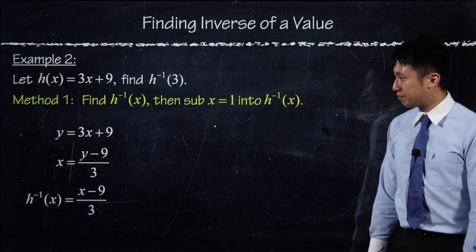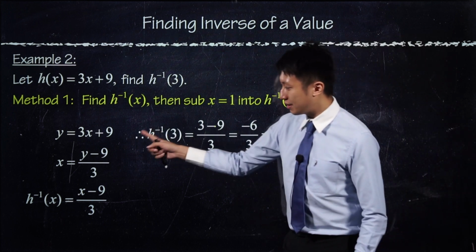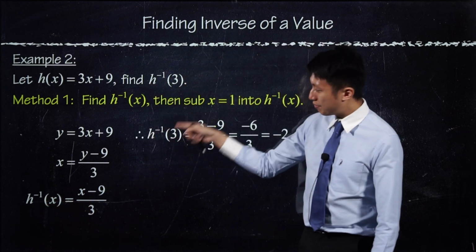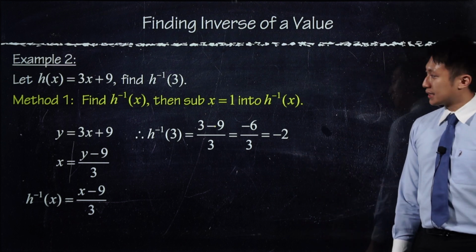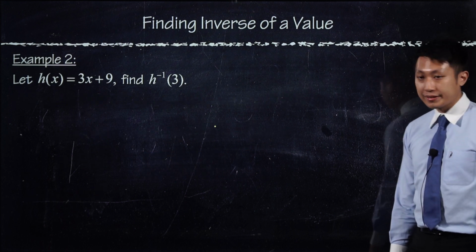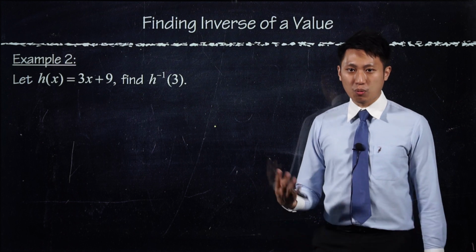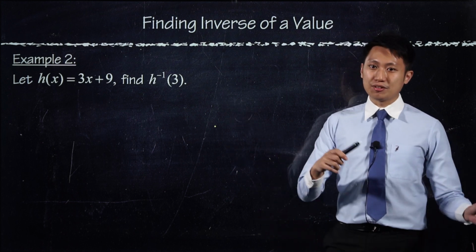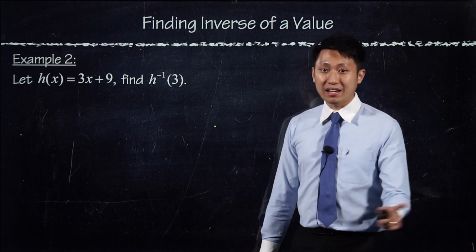Next, I teach you how to do it in another way. So this one is very simple. You get h inverse of x, right? You want h inverse of 3, sub 3 in, get your answer. That's your answer. Second method. So this one, you might need to think about it and see why I am doing this. This is something related to the previous one, but you can just treat it as independent. See whether you can relate or not.